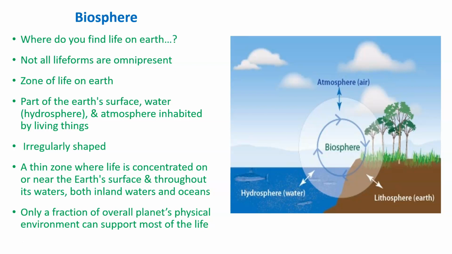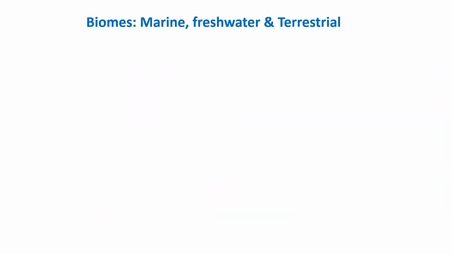So as you can see in this diagram, the aquatic portion of the planet Earth is considered the hydrosphere, and the gaseous component is the atmosphere, and the Earth's solid surfaces, the soil, rocks, and all of that, is considered the lithosphere.